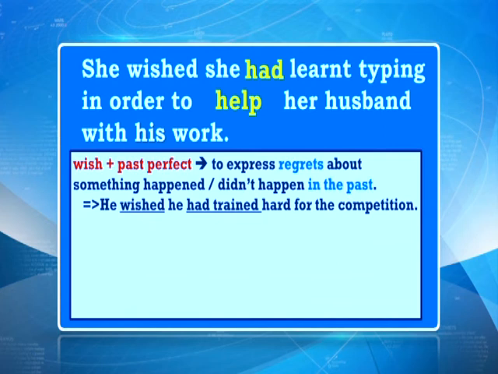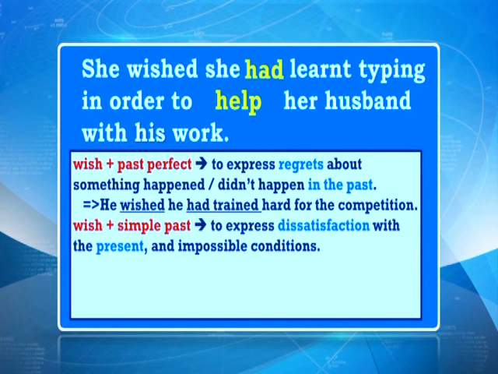So here is an example. He wished he had trained hard for the competition. We understand from this sentence that he didn't train hard, and so he lost the competition, or he didn't do well in the competition. So to express regret about something that happened in the past, we say he wished he had trained hard for the competition.